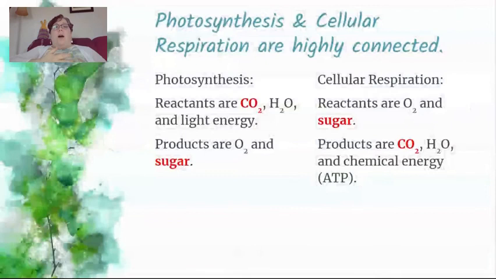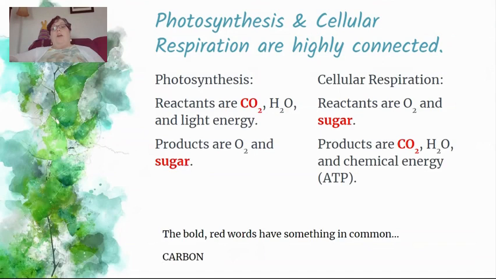So, for example, in photosynthesis, the reactants, the things that it needs, are carbon dioxide, water, and light energy, a form of energy. And on the other side, in cellular respiration, we see that the products are those things. They're carbon dioxide, water, and another form of energy. Notice that the words that I've put in bold and red have something in common. They're all different forms of carbon.